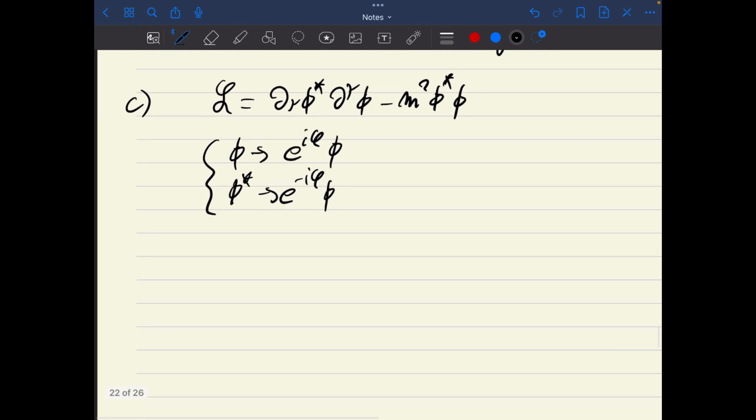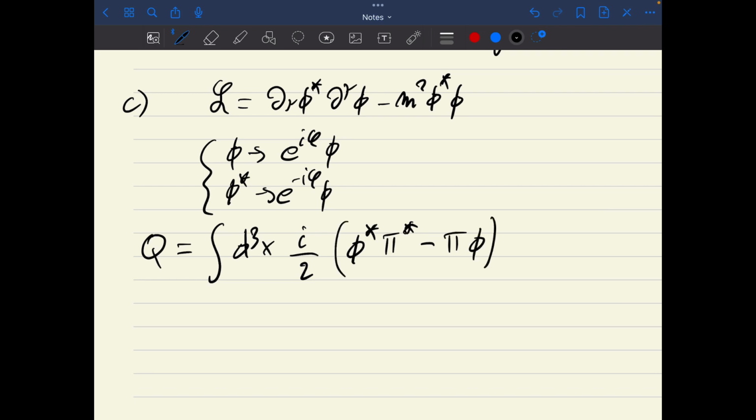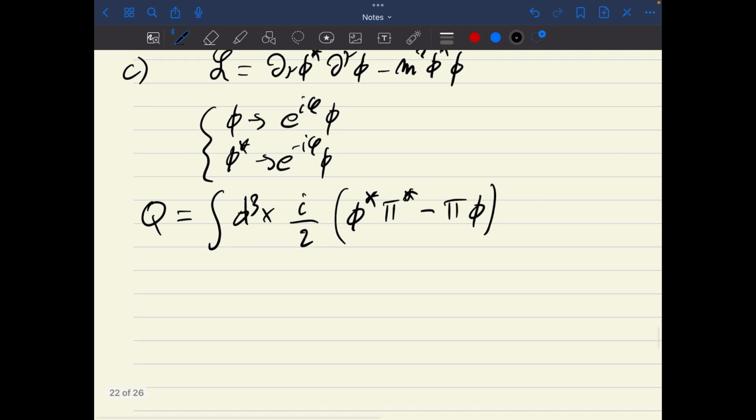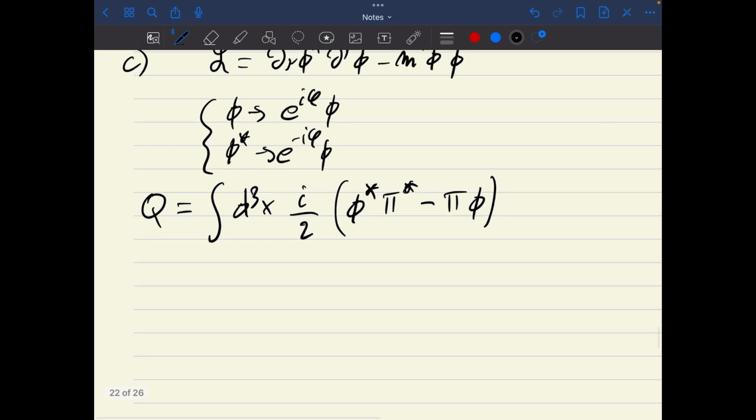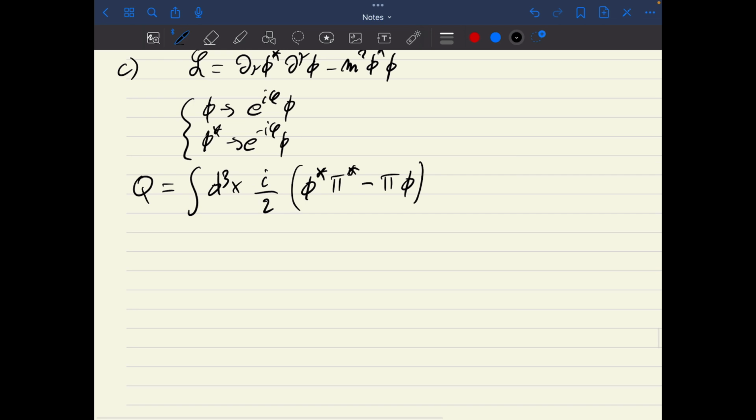Therefore, we have an associated charge, which is given as the spatial integral of, okay, there's this factor, phi star pi star minus pi phi. In order to evaluate that, we can just use the expression that we had in the previous questions for phi and pi in terms of A and B. So I'll just write directly what we get.